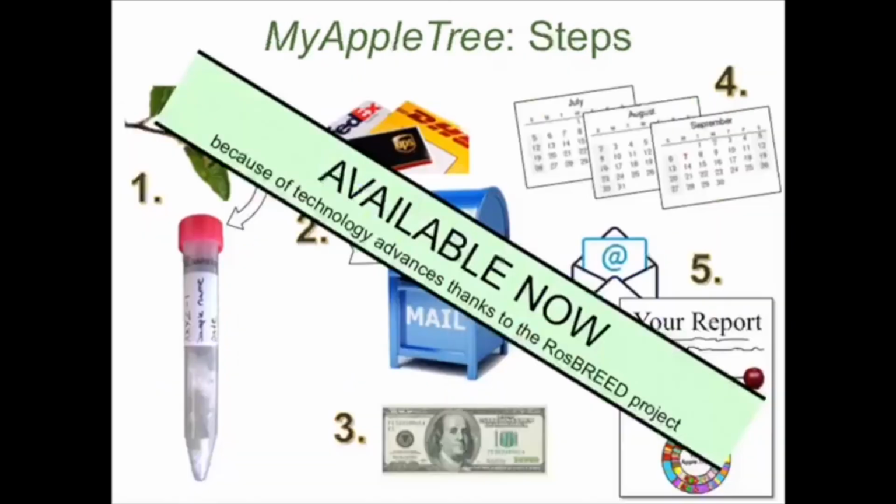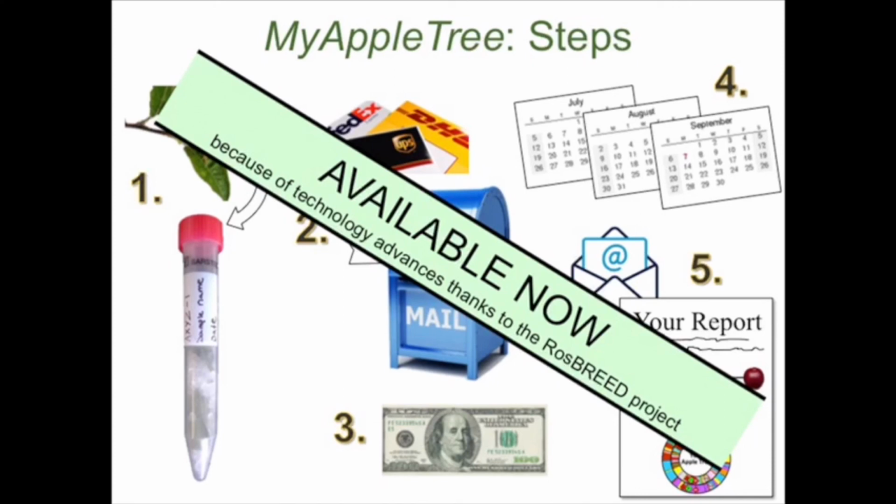So the steps to do this: one is to get some leaf tissue and get it into a tube. I've got tubes here. Next is to mail it to us, to me, to my lab. $100 is what it costs at the moment. Wait a bunch of time, unfortunately. And then with your email address, you get your report emailed to you, is the plan. This is actually available now, thanks to the technology that we developed in the RosBREED project.